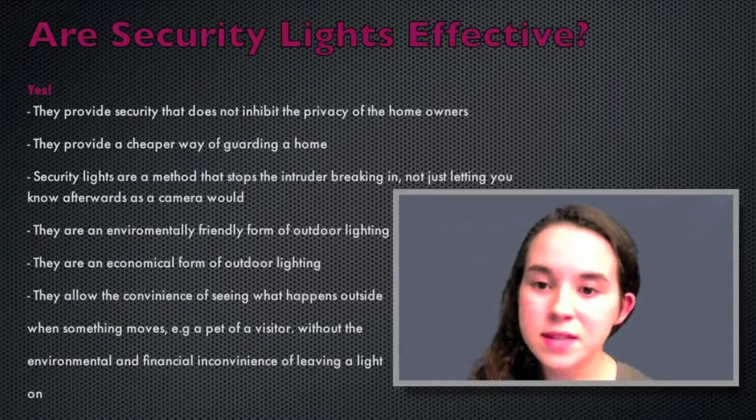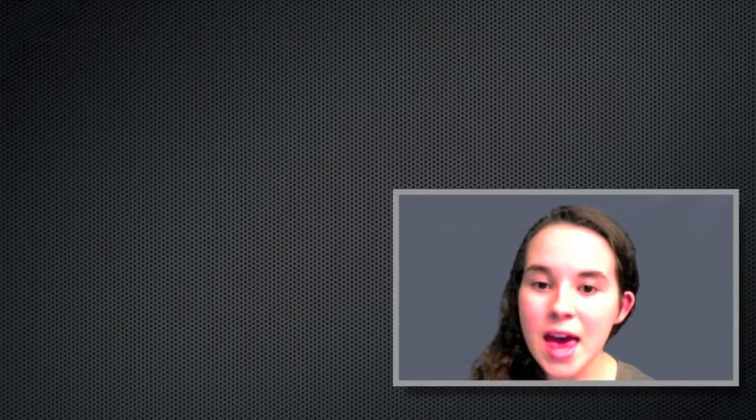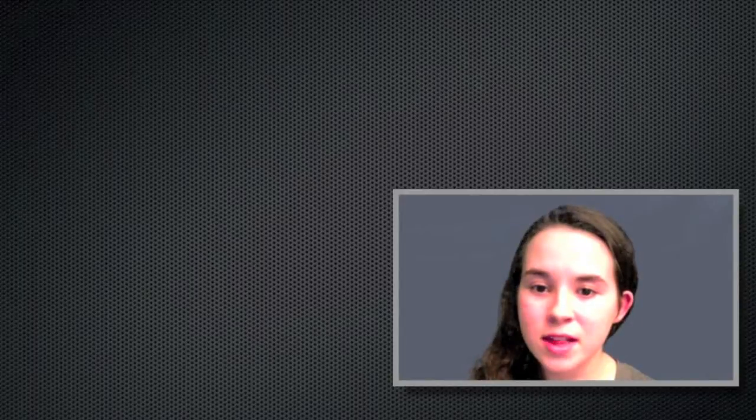It allows the convenience of seeing what happens outside when something moves, like a pet or a visitor, without the environmental and financial inconvenience of leaving the light on. Here is an example of how effective security lights are. Despite how effective they are, they still have flaws.